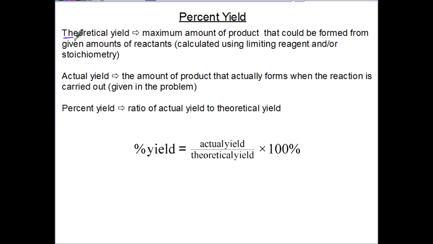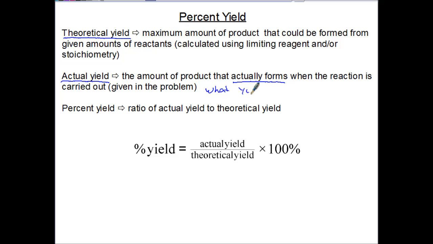The actual yield is the amount of product that actually forms when the reaction is carried out. For our purposes today, all of the actual yields will be given in the problem. However, when we're in the lab, the actual yield is what you get from the reaction, the mass that we record.